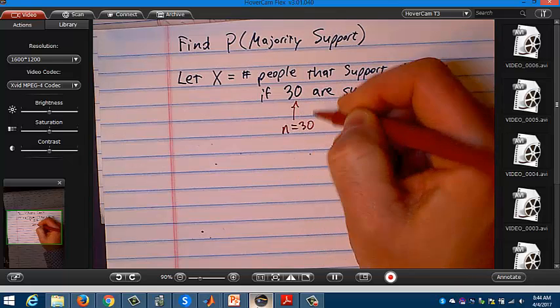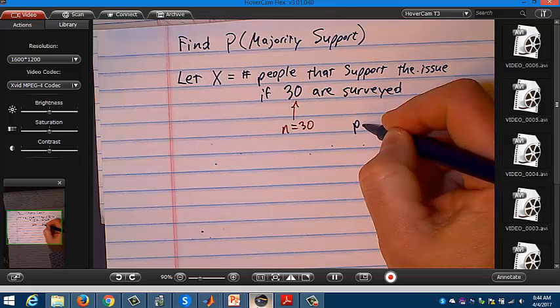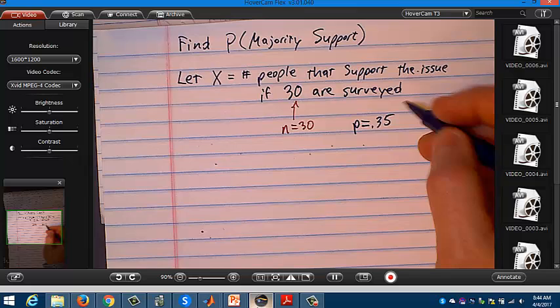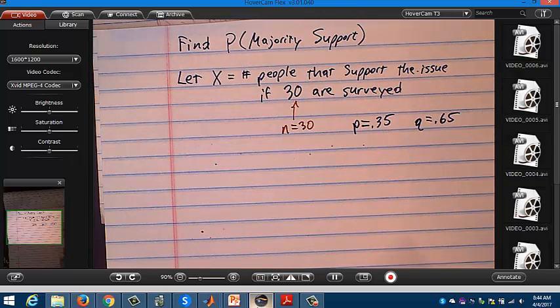That's good to understand. Now, some things didn't change, right? I mean, what didn't change? I guess little p didn't change. What's that still? Well, 35% were in favor, support, right? And Q is going to be 0.65. Okay?